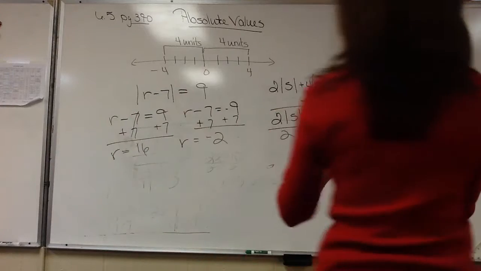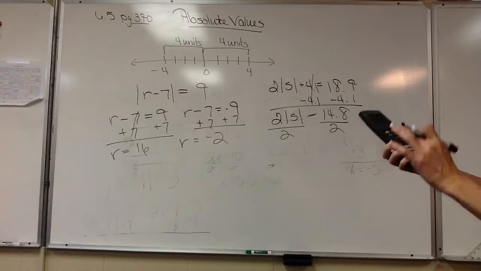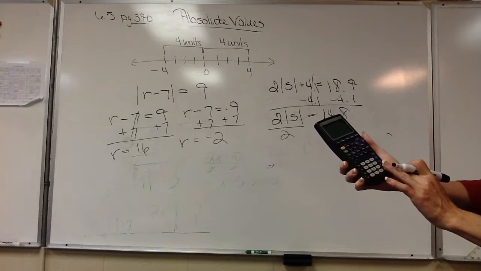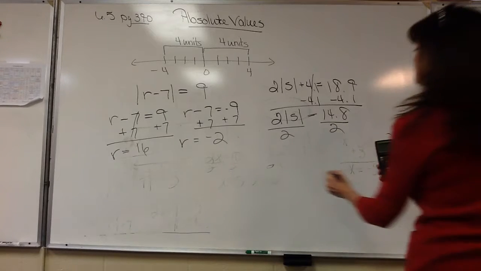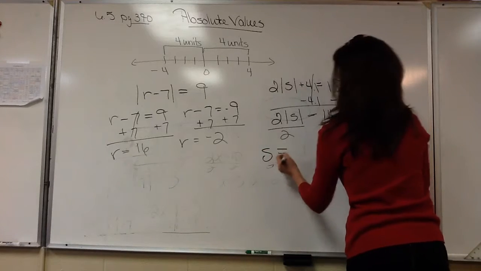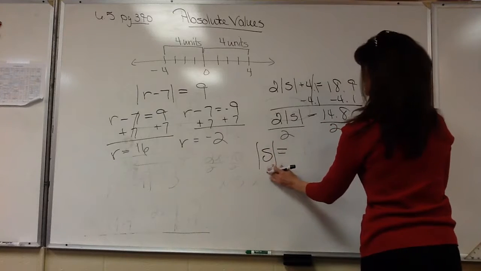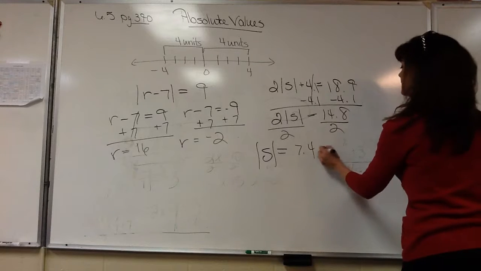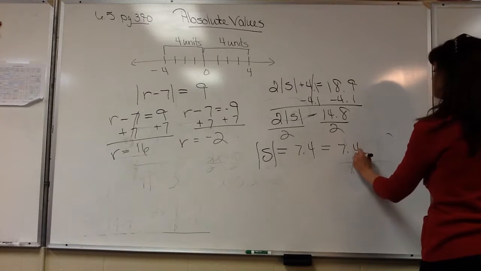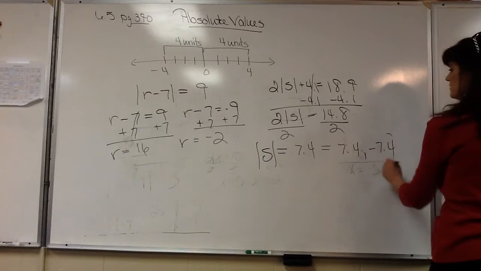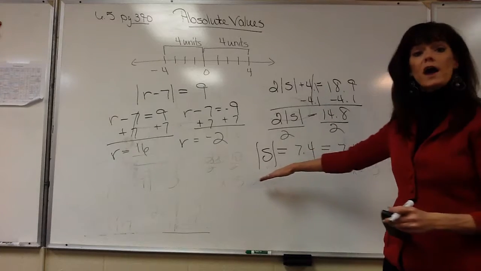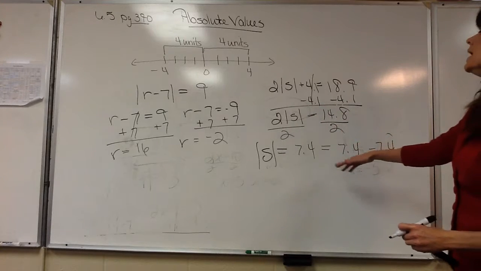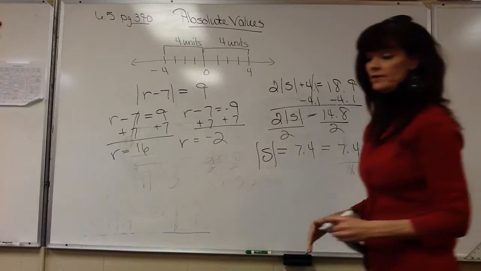So now we're going to take the 14.8, divide that by 2, okay? And then we get 7.4. So the absolute value of s is equal to 7.4. And then, of course, the way we would handle that is it would be equal to positive 7.4 and negative 7.4. So notice we had to get the absolute value by itself, first of all by using the subtraction property of equality, and then using the division property of equality.